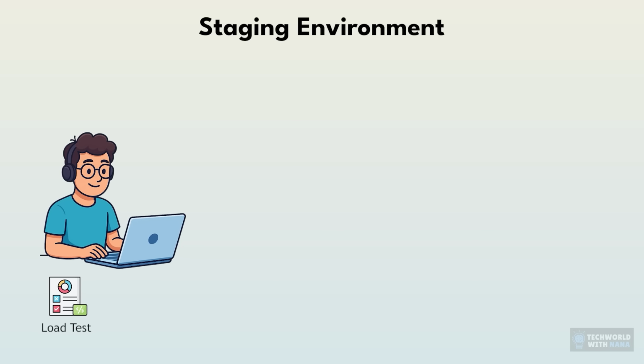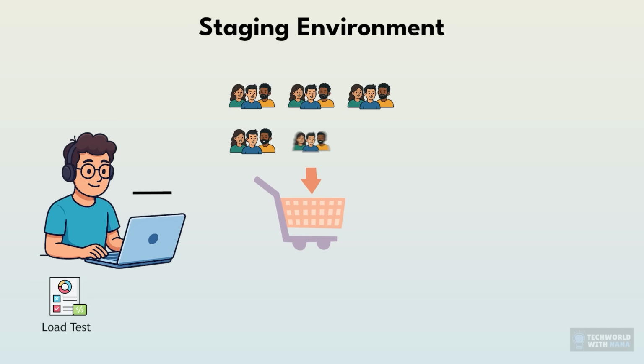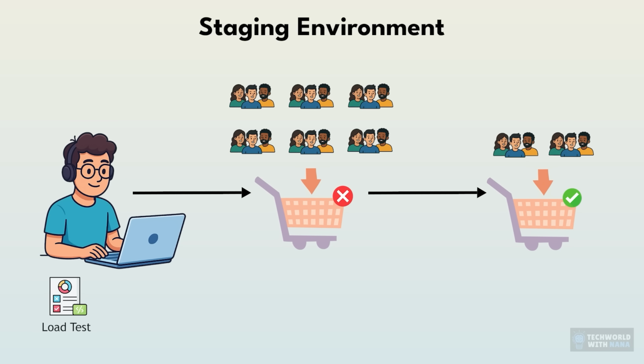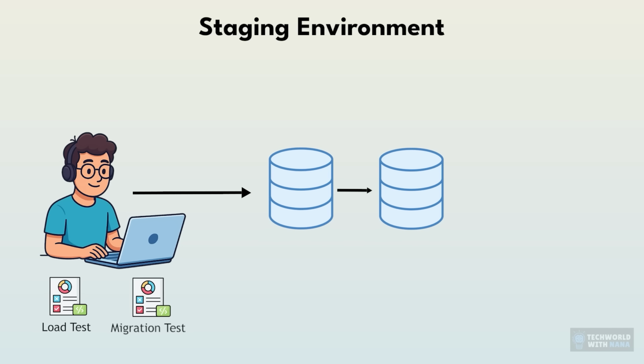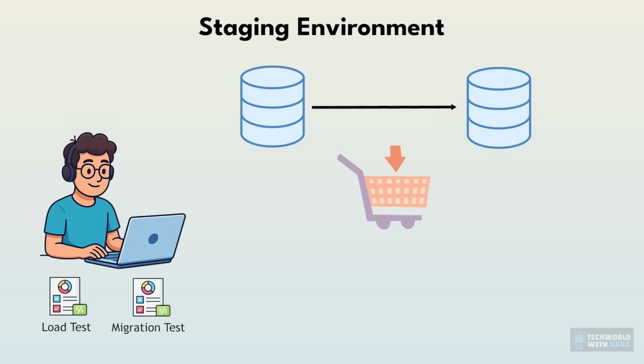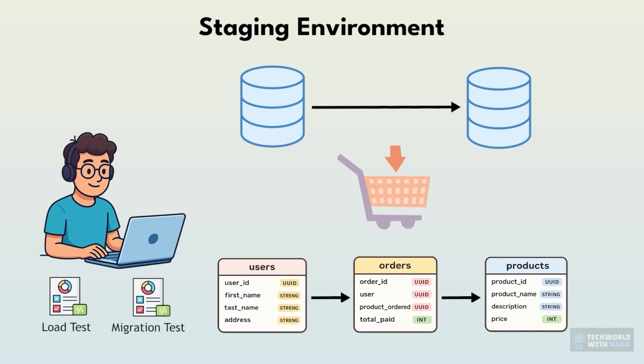You run load tests. So what happens if 10,000 customers use the checkout at the same time? Maybe it works for 100 customers, but it completely breaks under load. So you test that. You also test migrations here. If your checkout feature requires database schema changes, for example, you test the migration process in staging first.